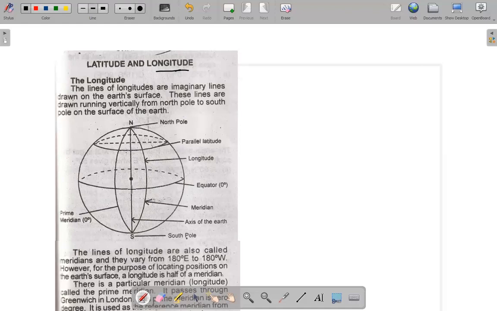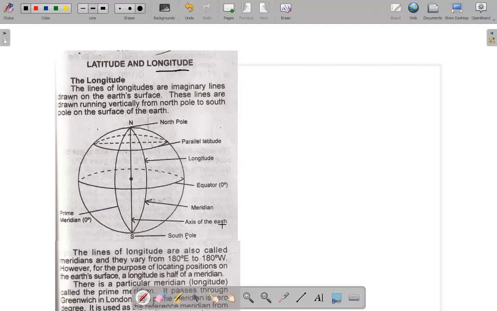So they are not lines we can see with our naked eye. That is why we say they are imaginary lines drawn on the Earth's surface. So the lines of longitude are drawn running vertically from the North Pole to the South Pole on the surface of the Earth. The lines of longitude are also called the meridians, and they vary from 180 degrees east to 180 degrees west. However, for the purpose of locating position on the Earth's surface, a longitude is half of a meridian.